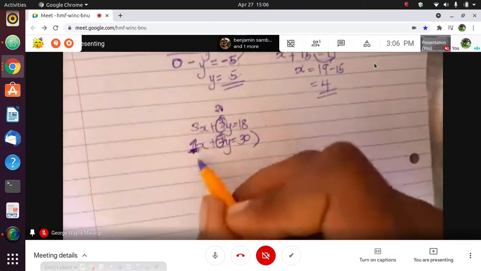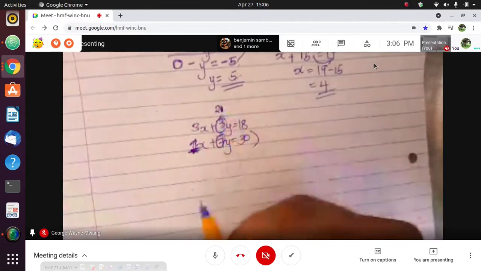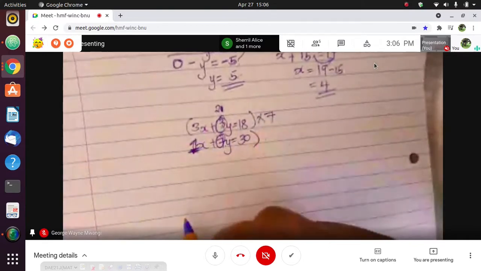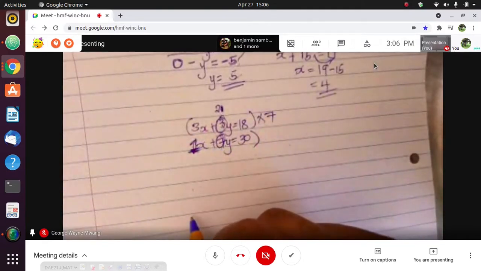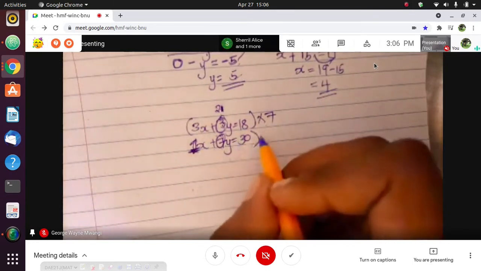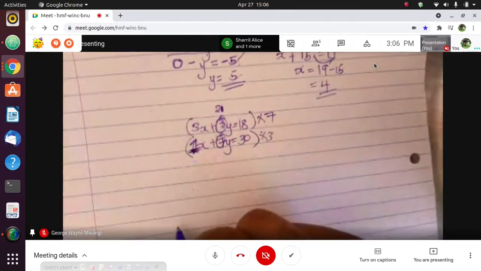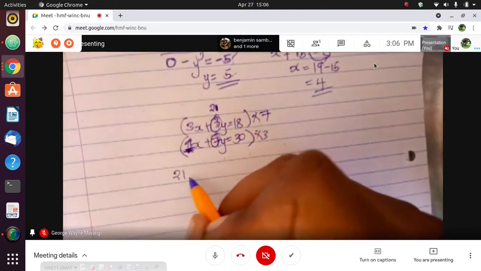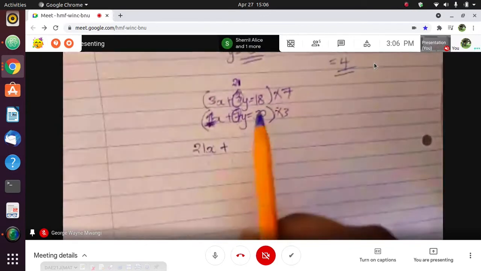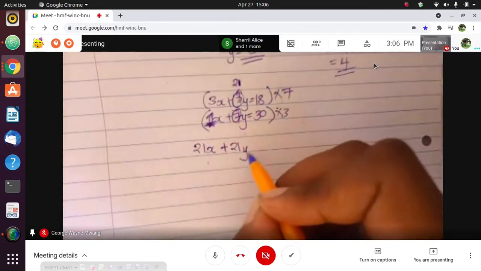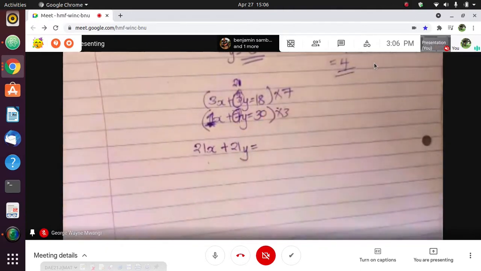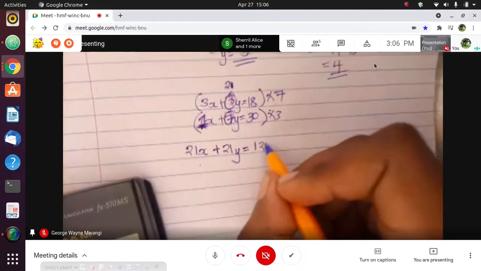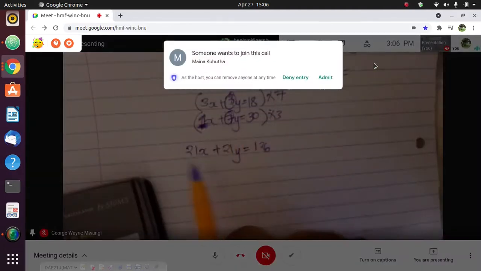Now, what will we do to 3 to get 21? Multiply by 7. So we will multiply the whole equation by 7. What will we do to 7 to get 21? We'll multiply by 3. So we'll multiply the whole equation by 3. Now what we get in the first one is 3x times 7, 21x, plus 21y is equal to, now 18 times 7 gives us 126. We do the same for the bottom.